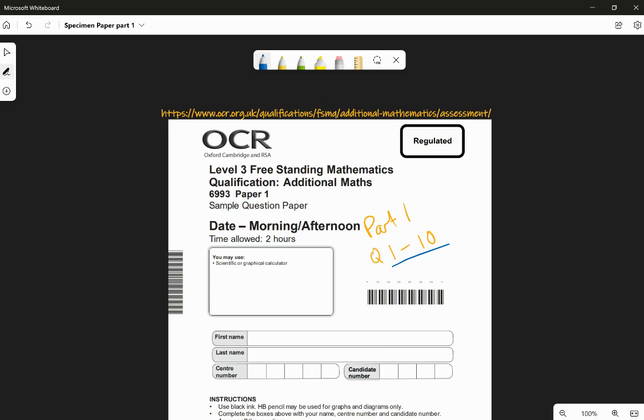Okay, so the link to that paper is here. It's on their website, in the assessment area, and it might be called specimen paper or sample paper. On the paper, it says sample question paper.